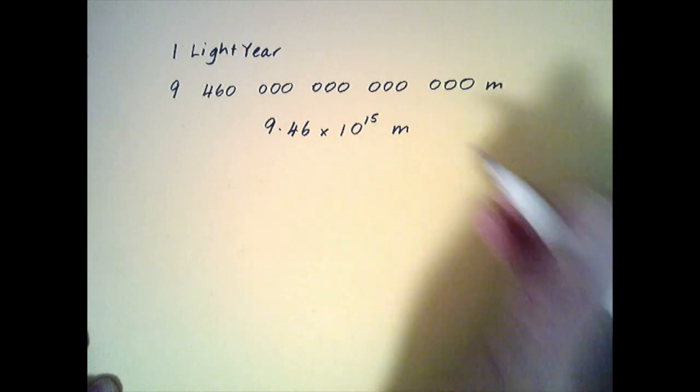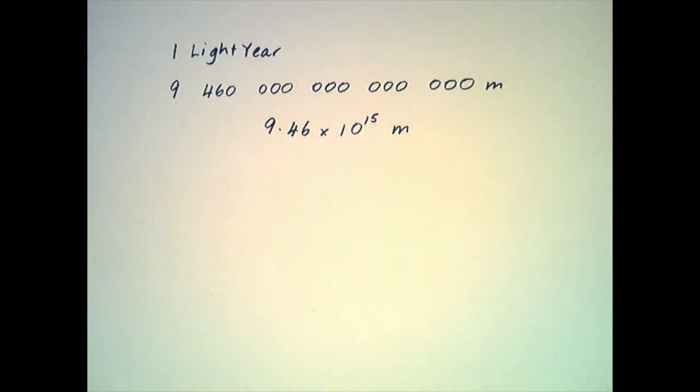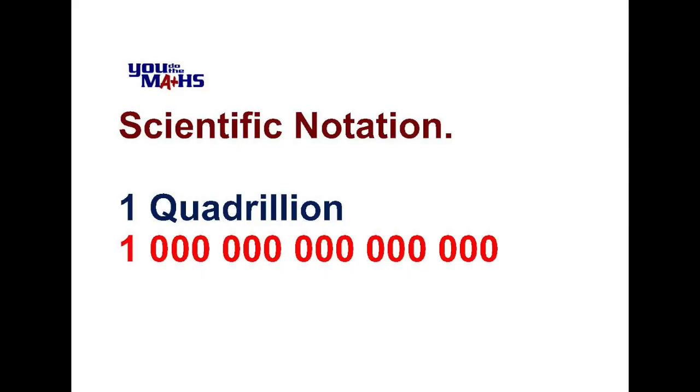In this video, we'll have a look at how we make the change from the number in everyday form to one in scientific notation. Let's first of all look at a number which is 1 quadrillion. We can see here we've got 1 followed by 15 zeros. Now let's break it down into powers of 10 so we get an understanding of actually what this number represents.